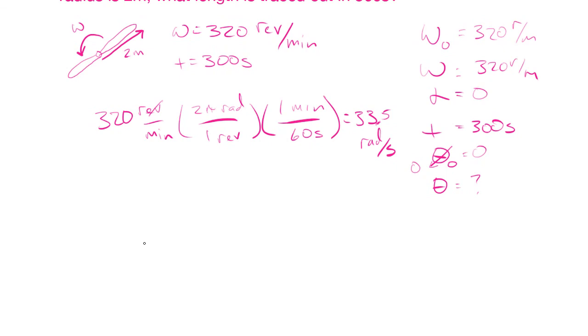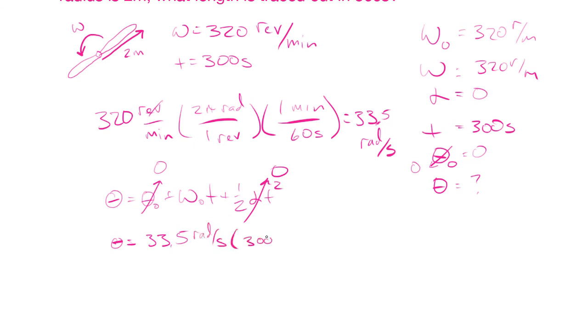After you do that, you have all the information you need, so you can just pick your favorite equation. I'm going to go with theta final is equal to theta initial plus omega initial times time plus 1/2 alpha t squared. I have no acceleration. My initial angular position is 0. So I can solve for my final theta, which is equal to omega naught, which I just solved for, 33.5 rads per second, times 300 seconds. That's equal to 1,050 radians.